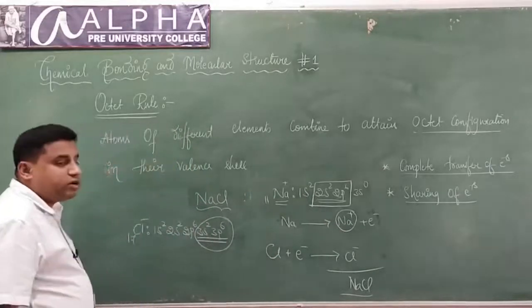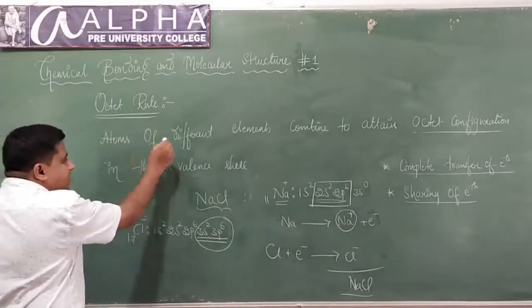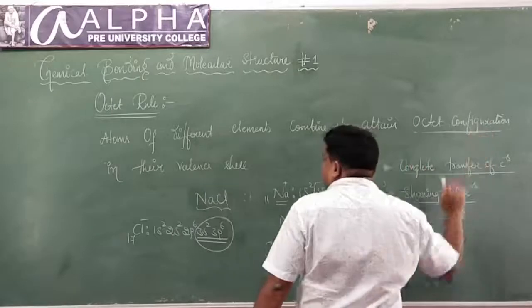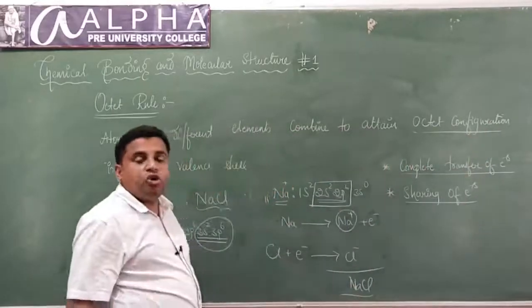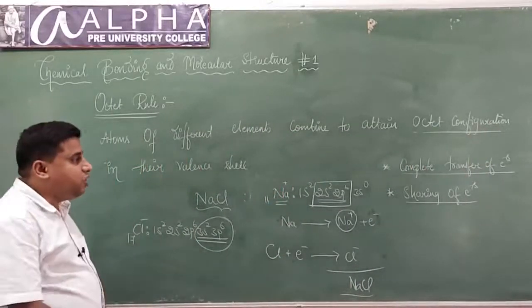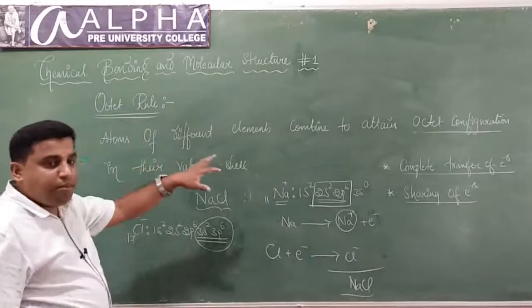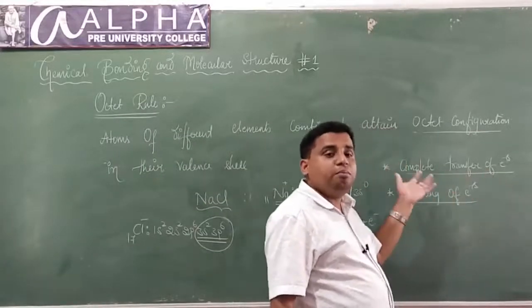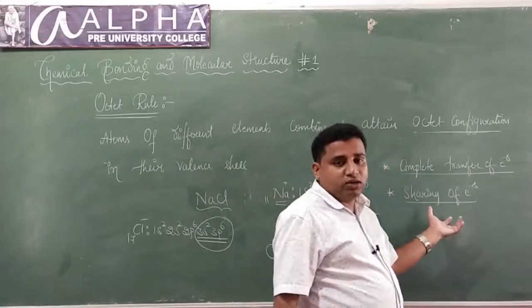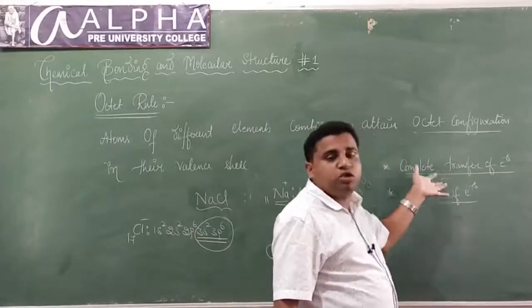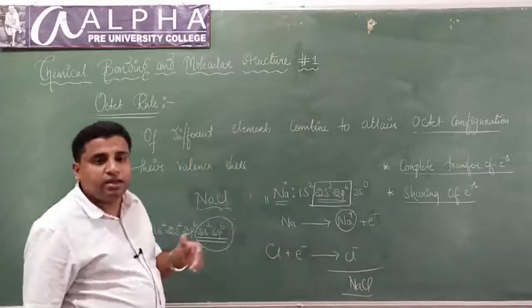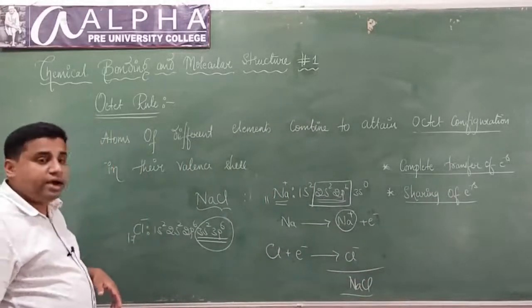So what is the octet rule? The octet rule says atoms of different elements combine to attain the octet configuration in their valency shell. How do they combine? They combine either by complete transfer of electrons, or by sharing of electrons. We will understand these two concepts in the next concept, that is, the ionic bond as well as the covalent bond.